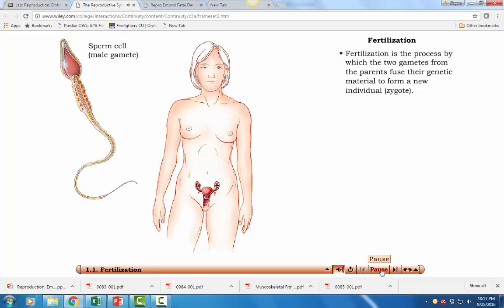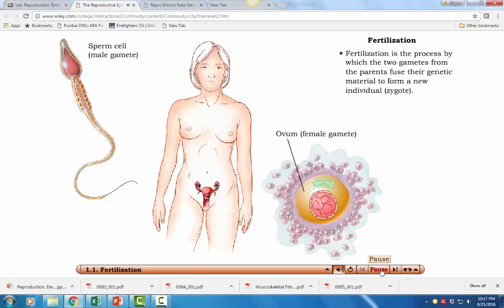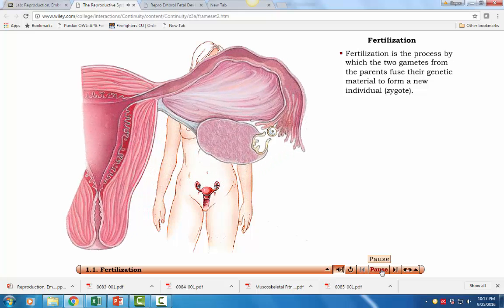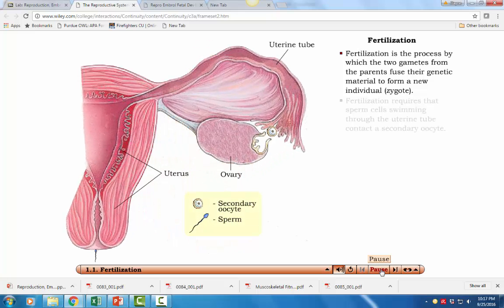Fertilization is the process by which the two gametes from the parents fuse their genetic material to form a new individual. Fertilization requires that sperm cells, swimming through the uterine tube, contact a secondary oocyte.